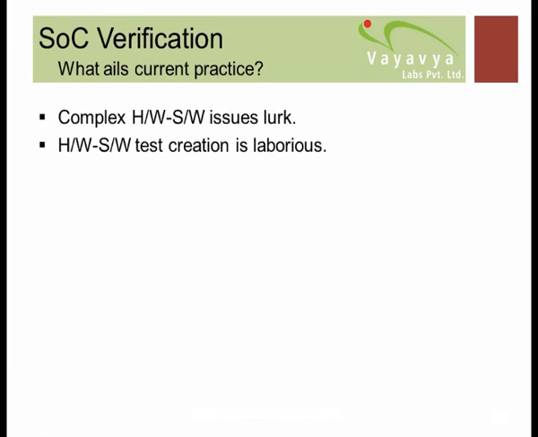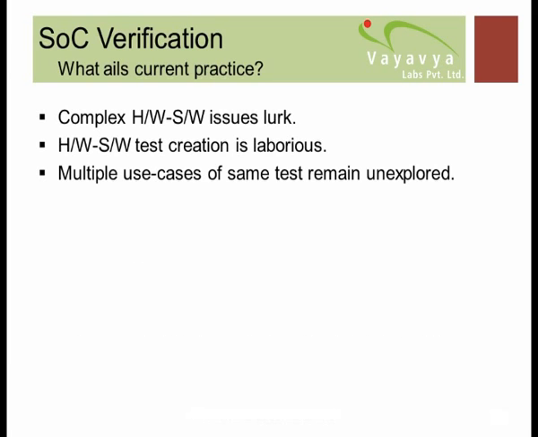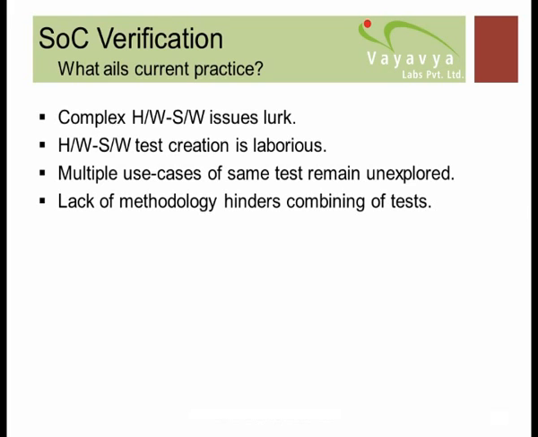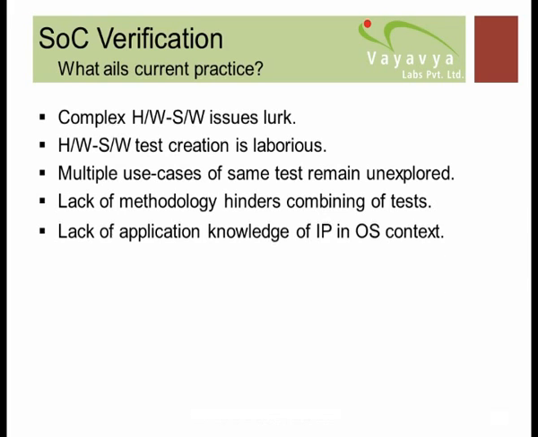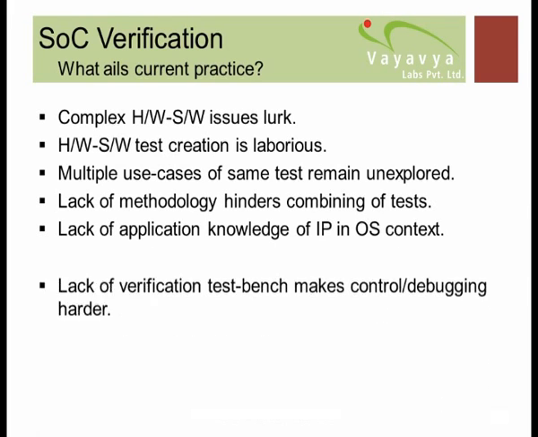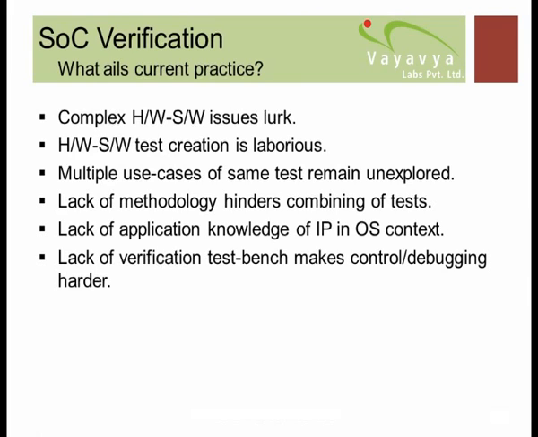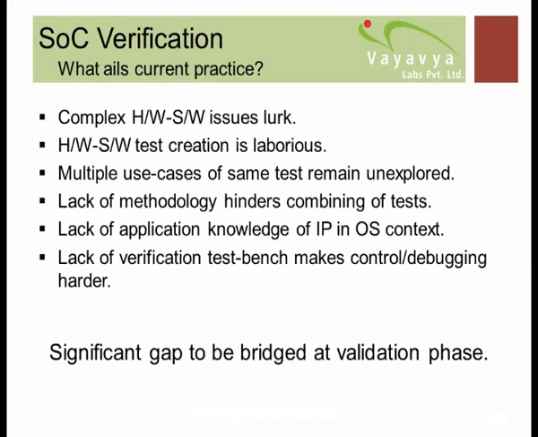The lack of automation tools also means that multiple use cases of the same scenario remain untested. Lack of any methodology during test development results in limited reuse. This means that existing scenarios cannot be combined to increase concurrency in the system. Lack of knowledge of how an OS would sequence calls to an IP results in orthogonal tests. The lack of a controllable verification test bench makes control and debugging of issues effort-intensive. The end result: with no means to test complex hardware-software interactions, such issues remain hidden, and therefore much needs to be achieved at validation time.